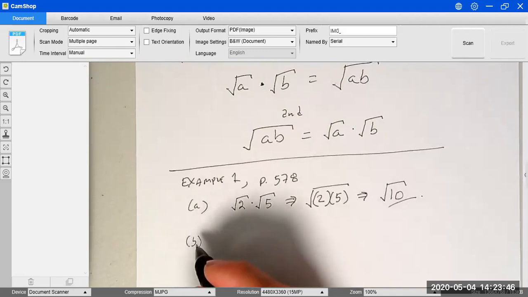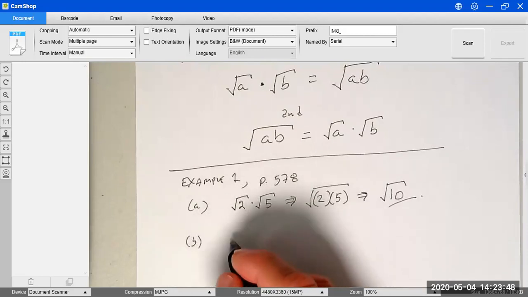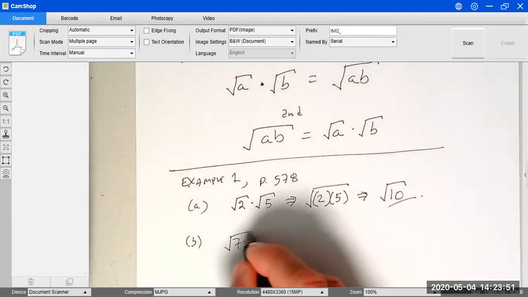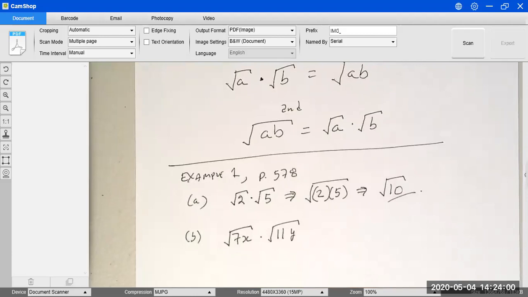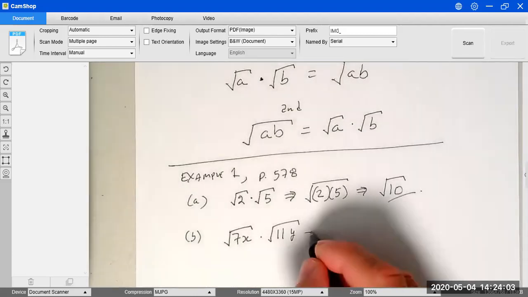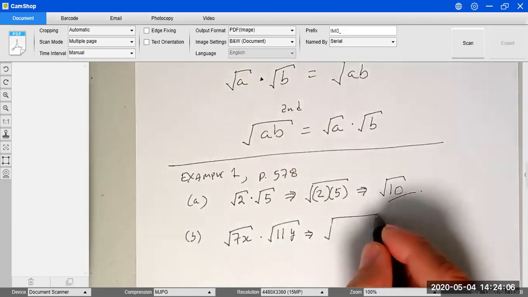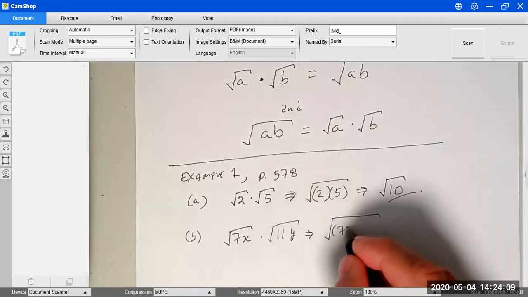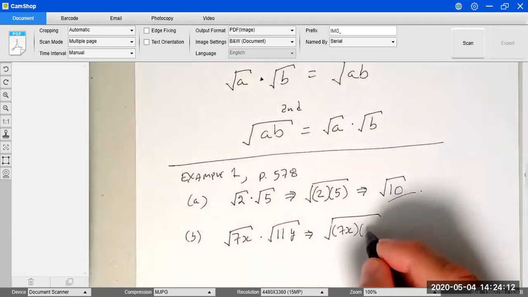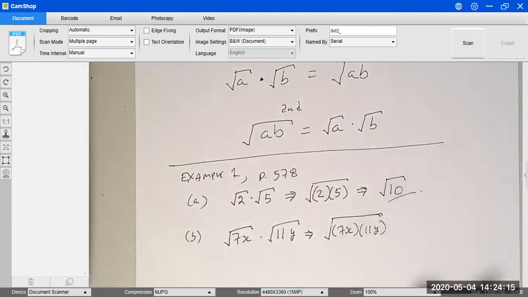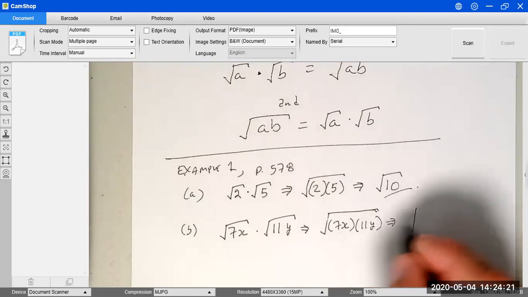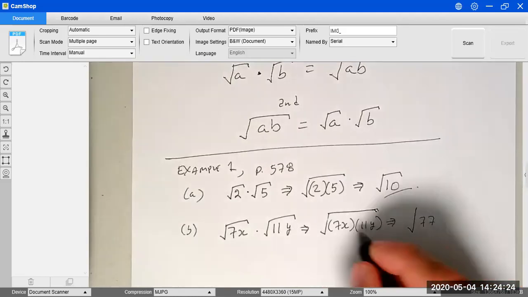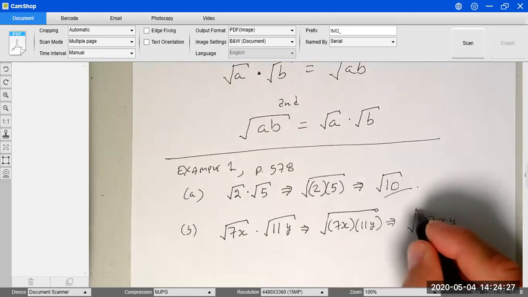Let's see. We have b, and b is going to be the square root of 7x times the square root of 11y. So again, I have two radicals. So I'm going to write a single radical for the result, and I'm going to multiply the radicands. This is the first one, and this is the second one. Then you're going to just do the math that you already know. So you're going to multiply these two quantities. So you're going to get 7 times 11 is just 77, and x times y is just xy.